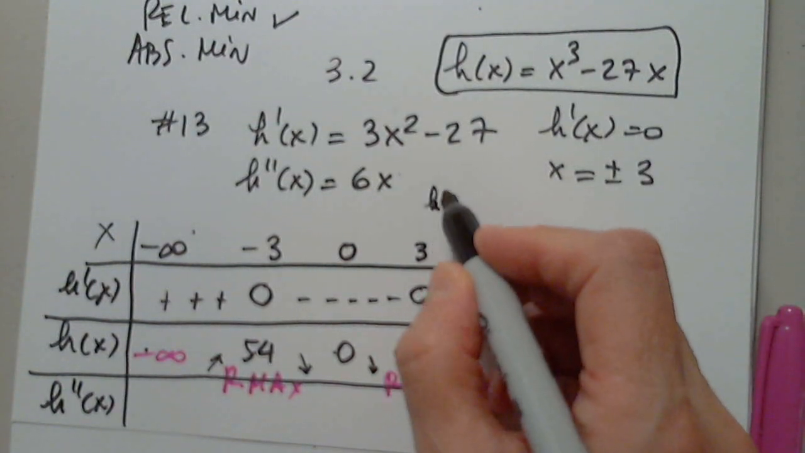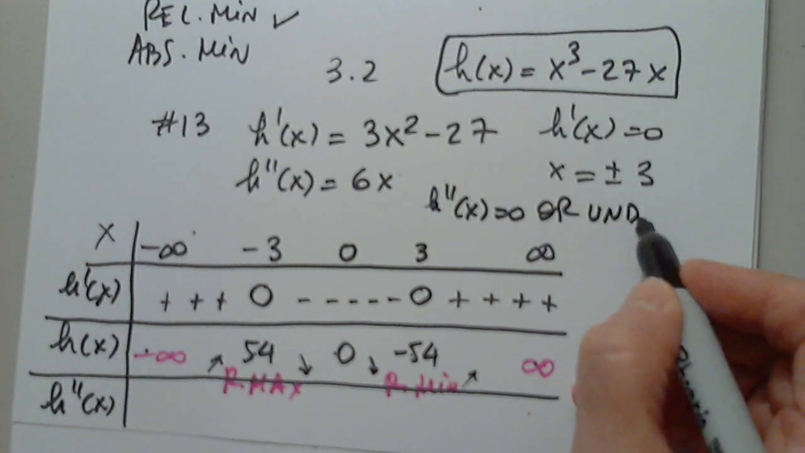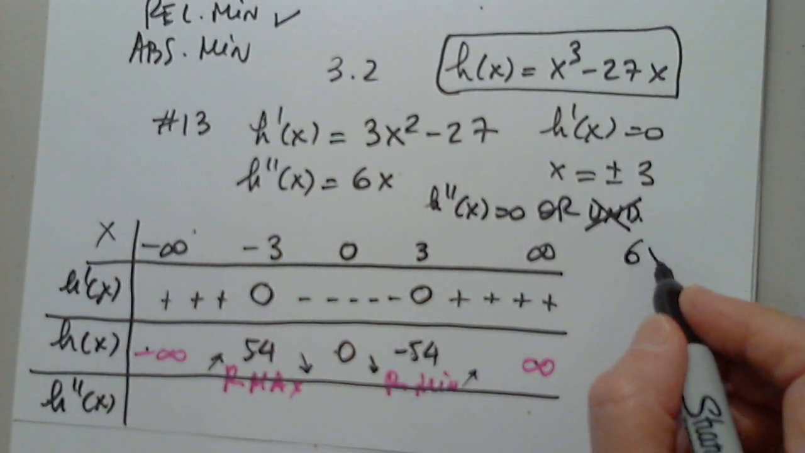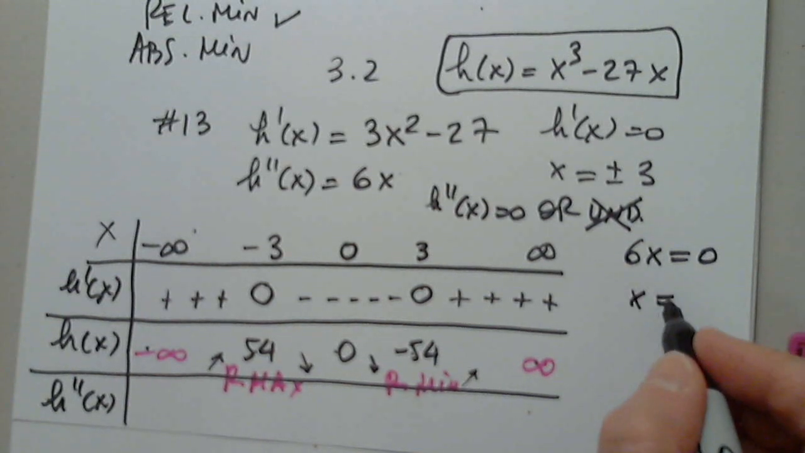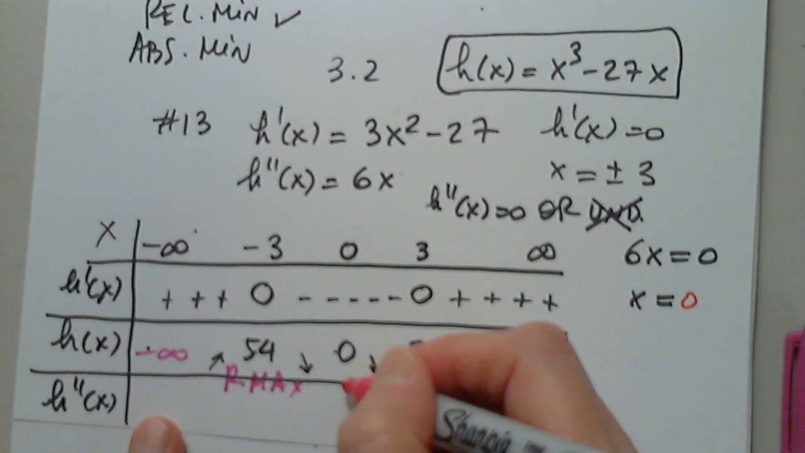So now we say that the second derivative is 0 or undefined. Well, it's 6x. When is 6x 0? When x is 0. Exactly, that's the only solution. It happens that we already had it here.